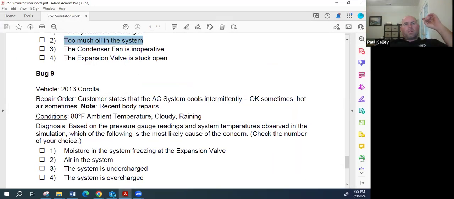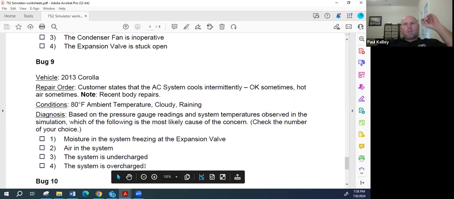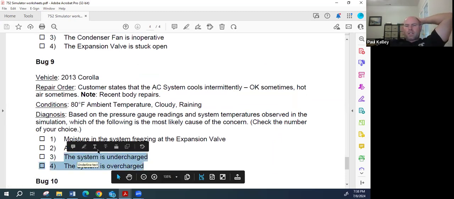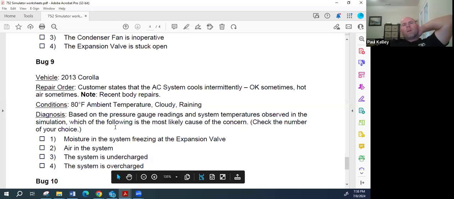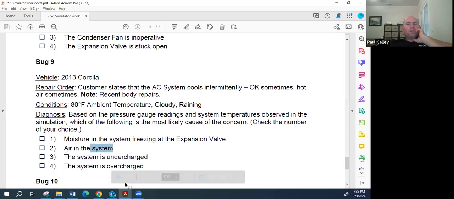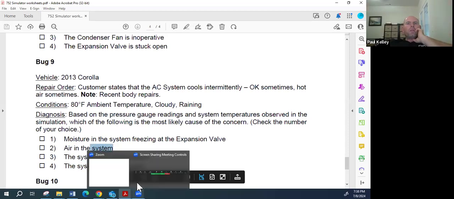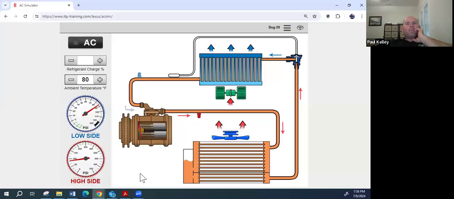I think we can eliminate 3 and 4. Those are done. Right? Just checking static pressure, done, knocked out. So now we're left with moisture in the system or air in the system. All right, cool. Let's take a look at there.